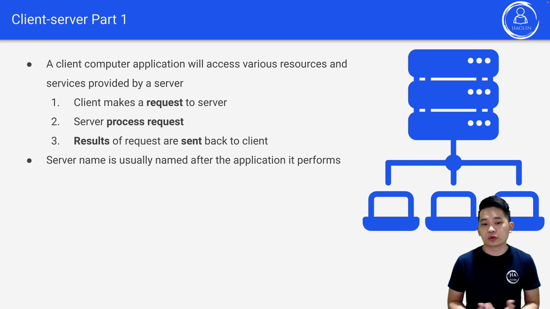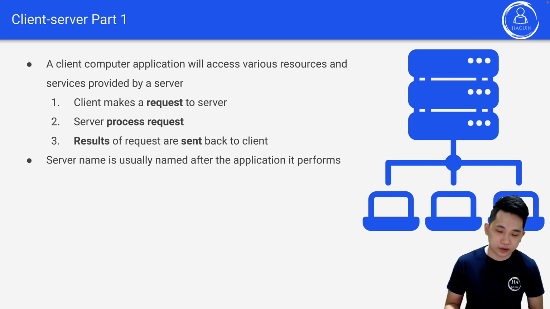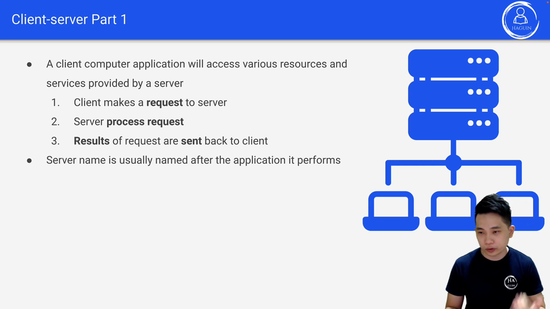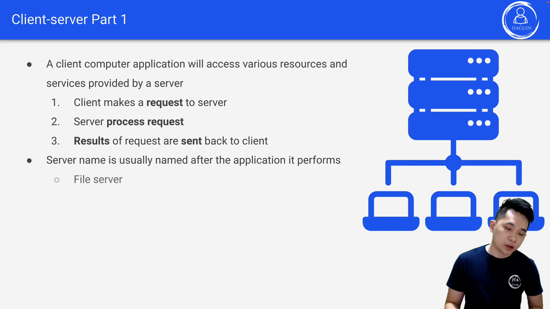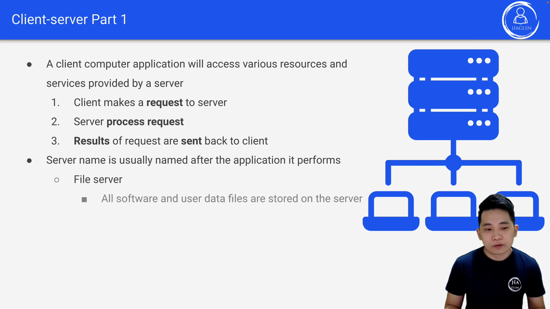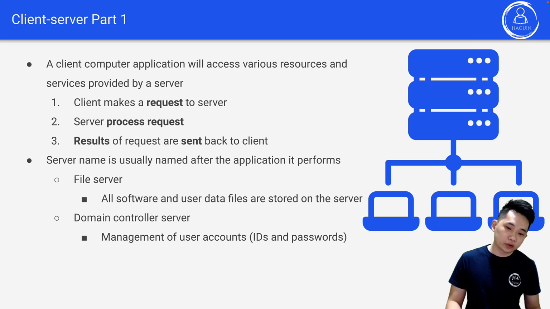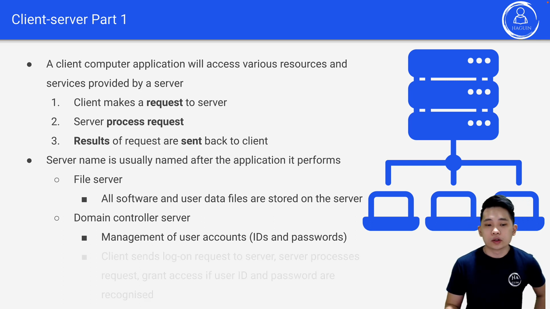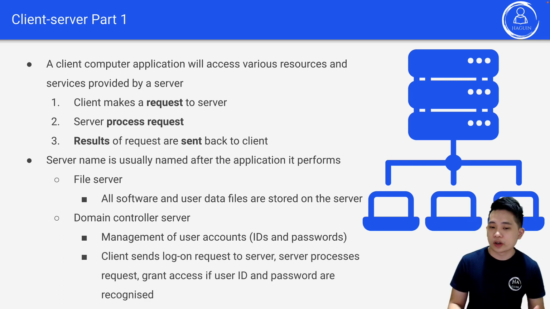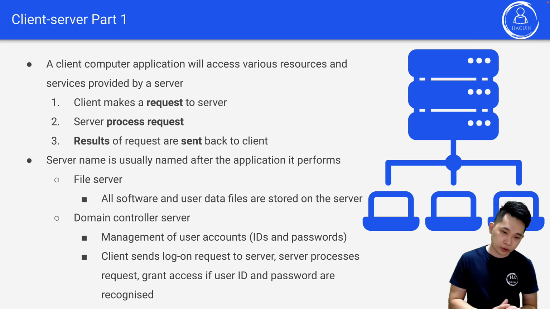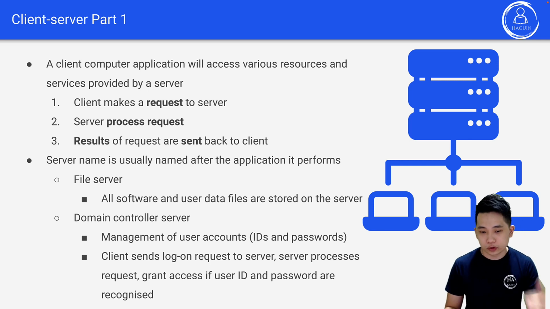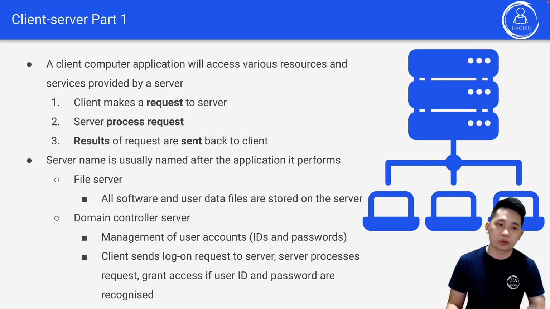The server name is usually named after the application it performs. Definitely we have different types of server, so let's look at some of them. First of all, we have the file server. A file server means that all software and users' data files are stored on this server. Then we have the domain controller server, which manages user accounts such as IDs and passwords. The client will send a log-on request to a server, and the server will process the request and grant access to the user if the ID and password are recognized.